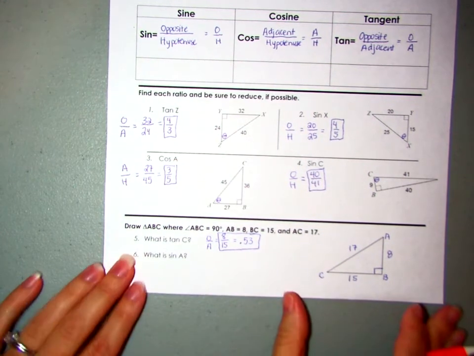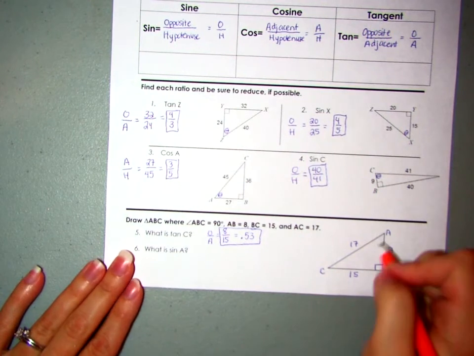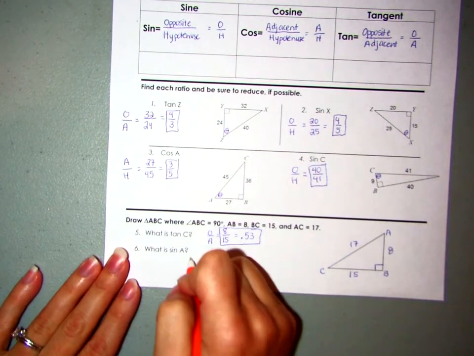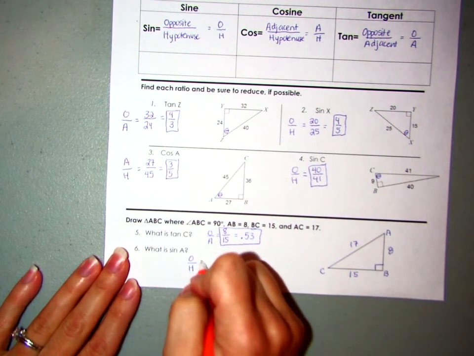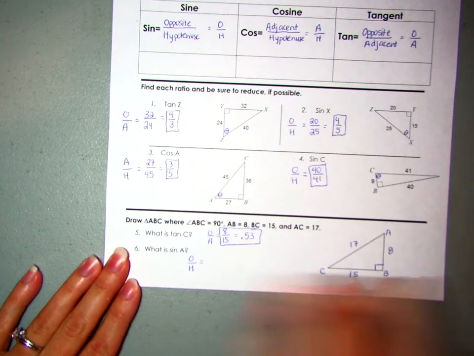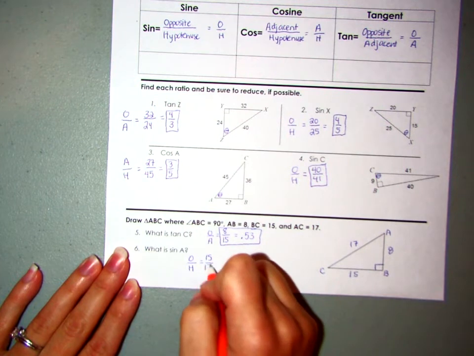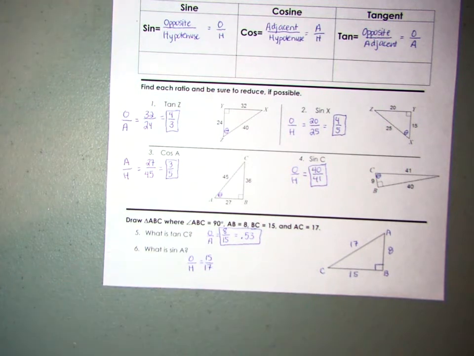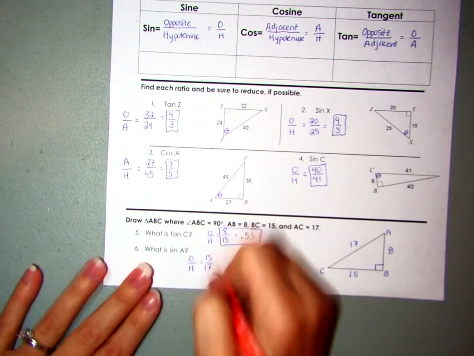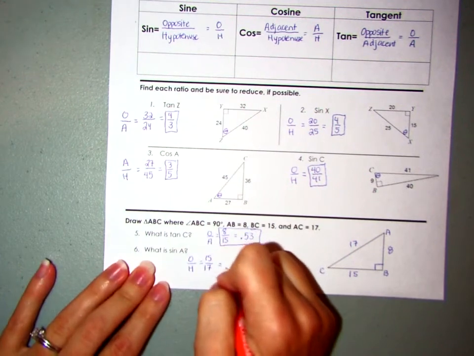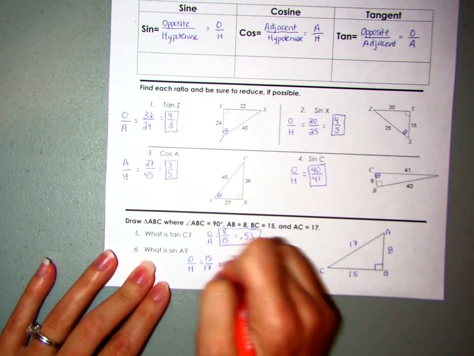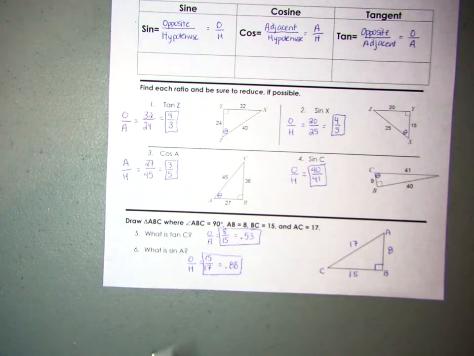And then we have sine of A. So here's sine of A. Remember, it's going to be opposite over hypotenuse. So sine of A would be opposite 15 over the hypotenuse 17. And again, just to practice getting it in decimal form, if we round it to the nearest hundredth, that would be 0.88. So there is our sine of A.